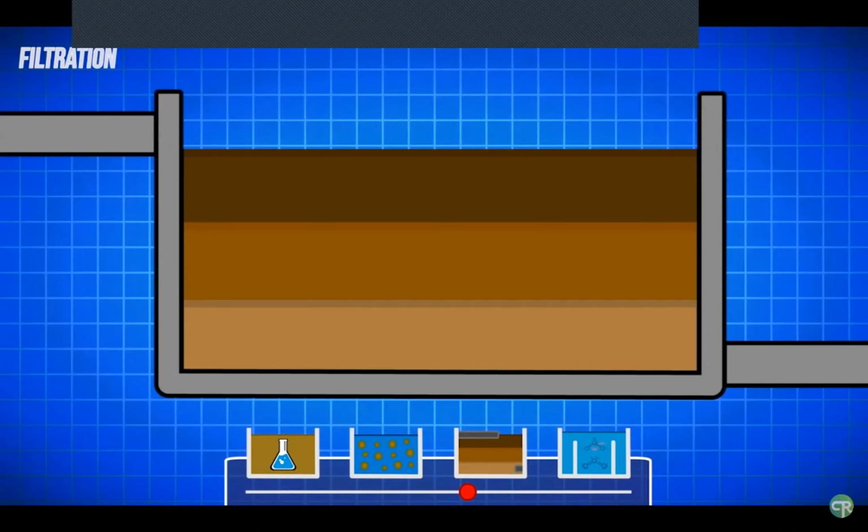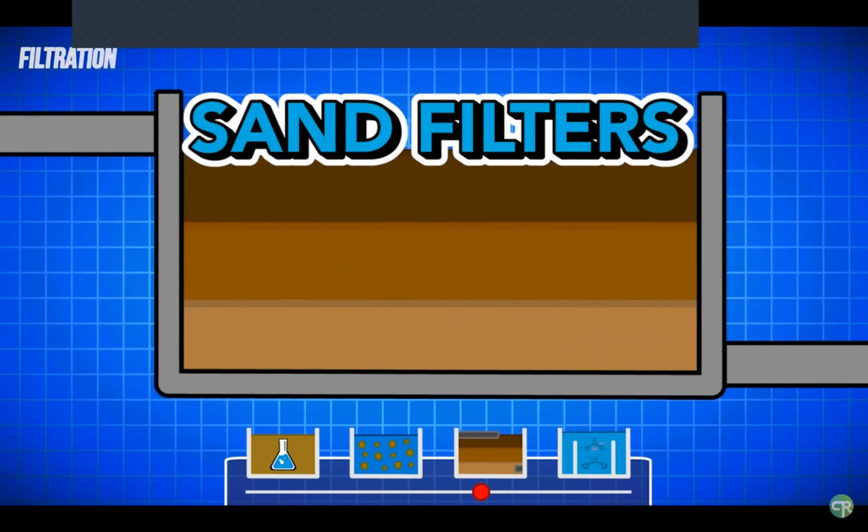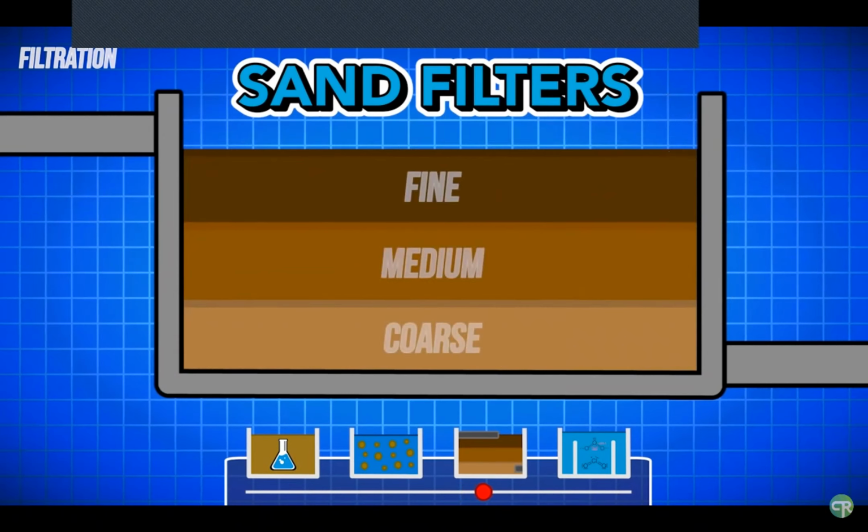Nearly every potable water treatment plant will use a sand filter for this process. Even in plants where engineers may not think it's needed, often sand filters will be added simply for extra measures to ensure clean water at the end. Sand filters are exactly what they sound like, a basin of fine to coarse sand that filters water.